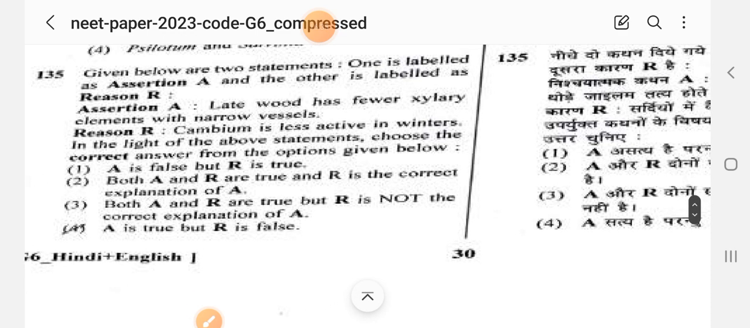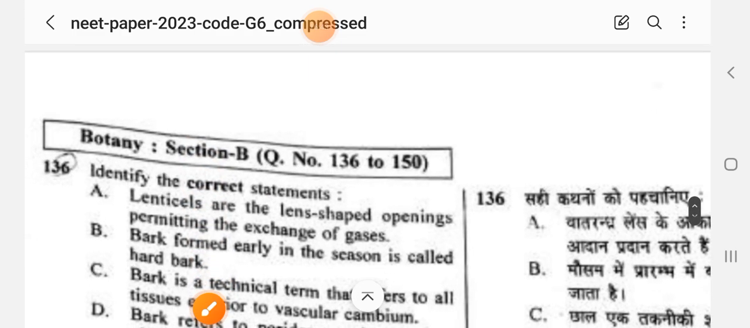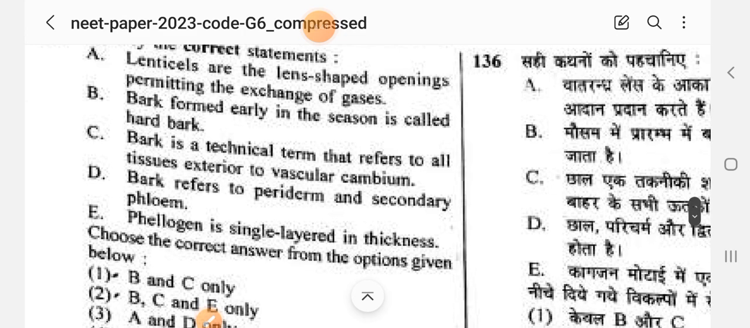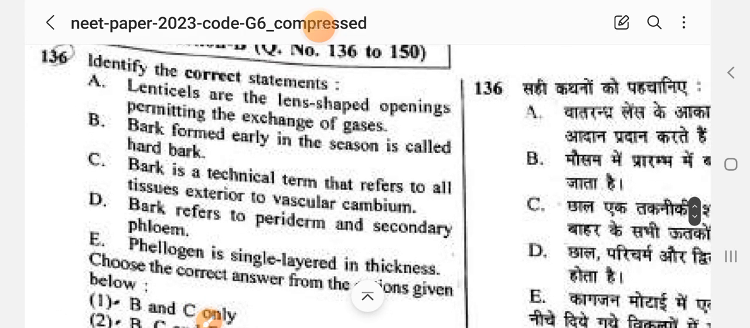So next is late wood has fewer xylem elements with narrow vessels. This is true. Cambium is less active. ये भी true है. That's why winter के time में रहता है, so both are true. And correct explanation है. तो second हो जाएगा. So coming to the next question. We have to identify the correct answer.